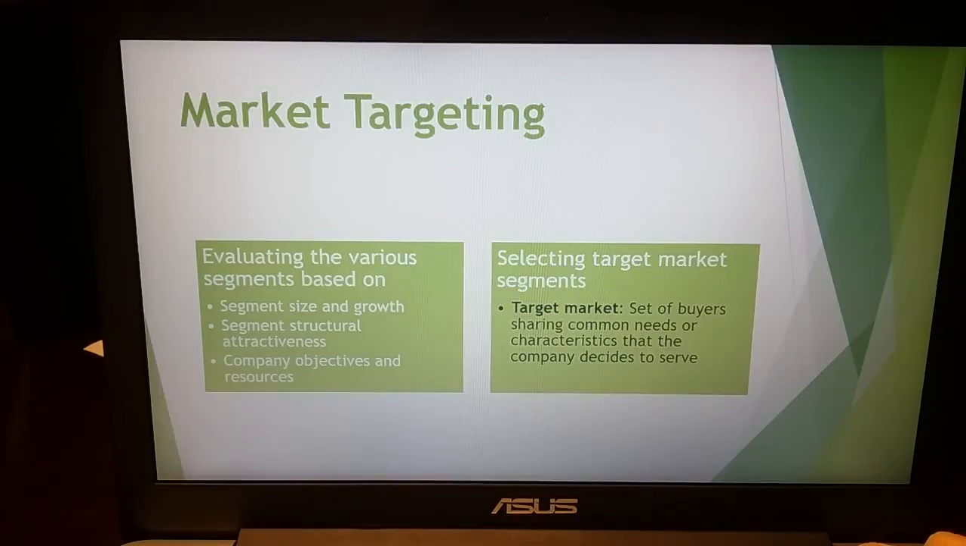Okay, so after that is market targeting. So essentially think about segments as just a bunch of different dots, right? Or groupings, if you will. And then targeting is picking which one of those dots you're going to go after, right? So you want to evaluate them. Is there growth potential? Do they have the ability to buy the product? Do they go along with the company objectives? That kind of thing. And then the target market is the set of buyers that have some similar characteristics, that are like-minded, that the company is going to go after.